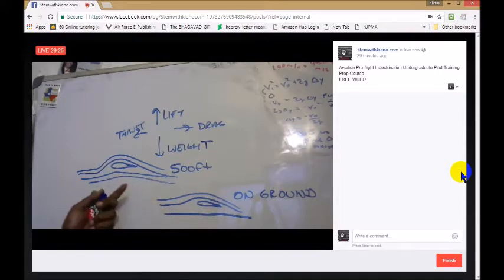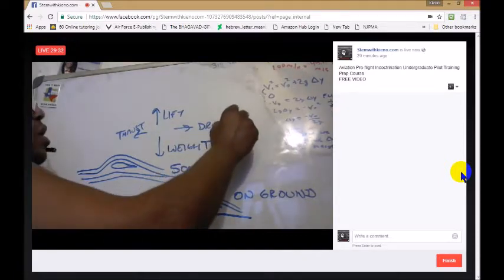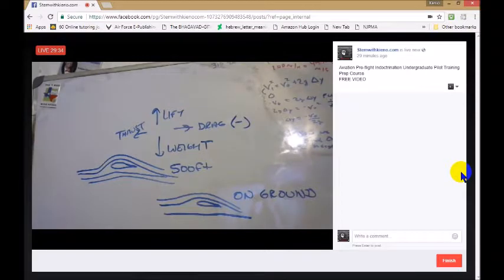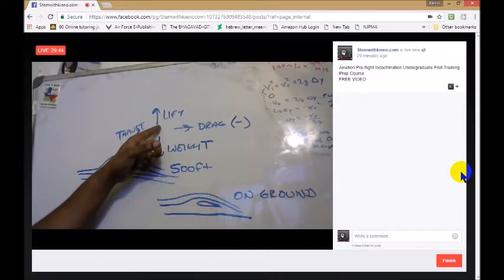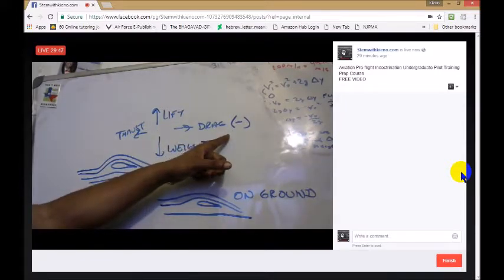So as a result, we lose some of this induced drag. It will be less induced drag here, more induced drag here. And remember, induced drag is the byproduct of lift. So now we're in a situation where we have the same amount of lift and less drag.